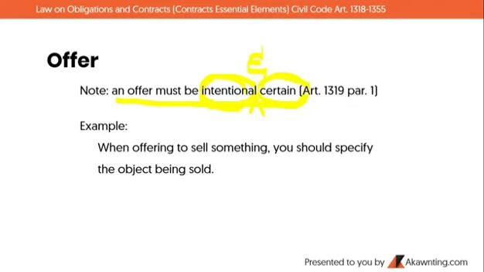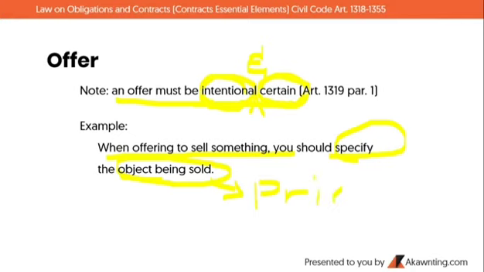Okay? Pag sinabi rin nating certain, ano ba yung offer? Pag tinignan ba natin or binasa ba natin yung offer or inanalyze ba natin yung offer, itong offer ba na to, certain siya as to yung mga necessary information para readily ma-accept natin. Okay? So for example, when offering to sell something, you should specify the object being sold. Okay? However, aside from this, kailangan din na certain ka as to amount or the price.